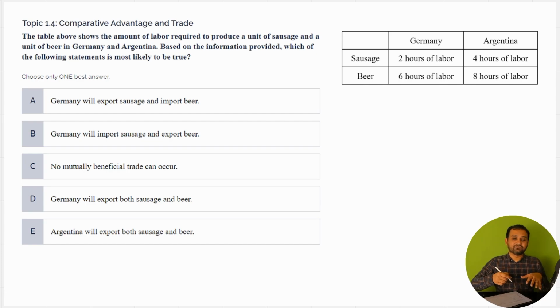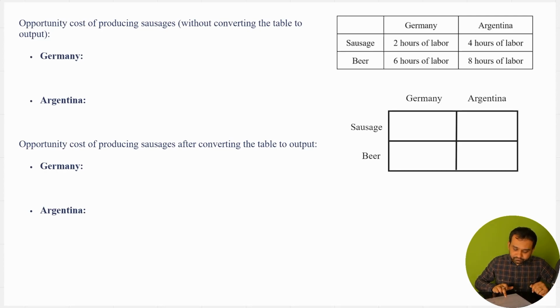Now, one advantage of this question is we don't really need to think about absolute advantage, because if you look at the options, they're all about importing, exporting, trade. Now, absolute advantage has nothing to do with trade. Only comparative advantage determines whether trade will take place, how it will take place, and what a mutually beneficial terms of trade will be. So how do you calculate terms of trade in a situation like this? Well, let's take a look.